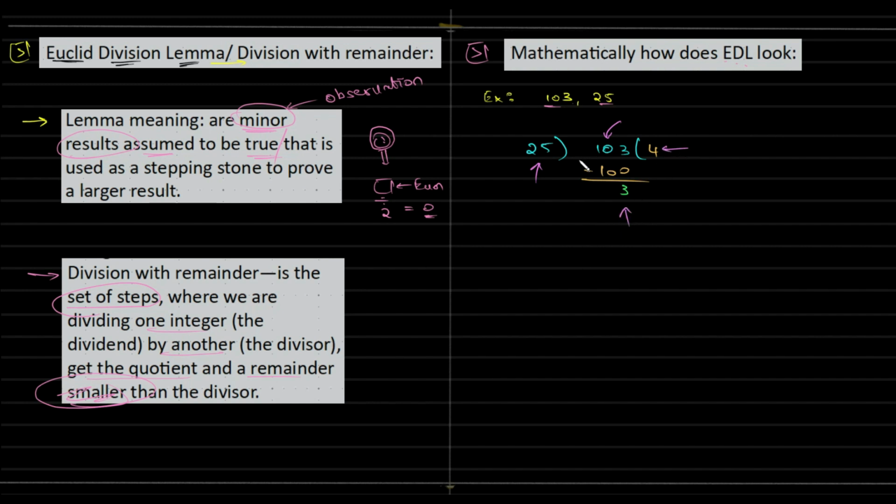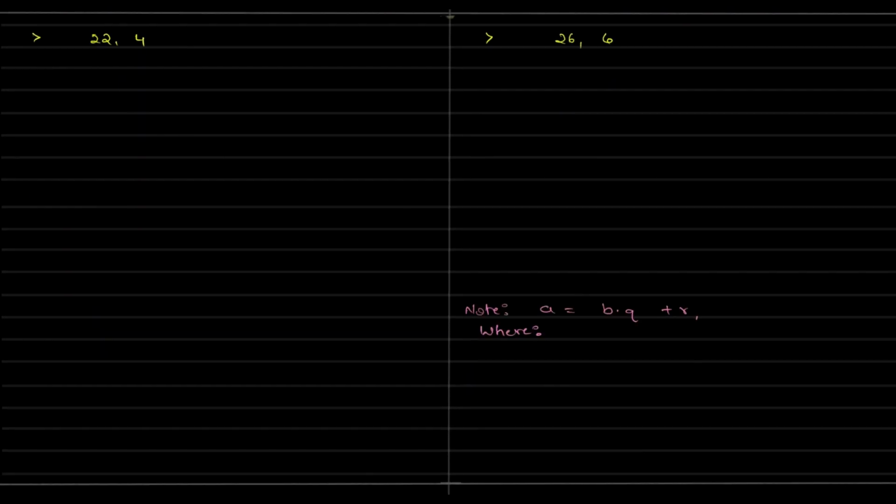So I can rewrite 103 as 25 into 4 plus 3, is it not? 25 into 4 is 100, plus 3 is 103. So based on my division, I was able to rewrite 103 in a different form. So Euclid division lemma has to do something with this. So you'll be looking at a few more examples, then we'll conclude. Again, the topic is a bit weird, but you'll get used to it in time.